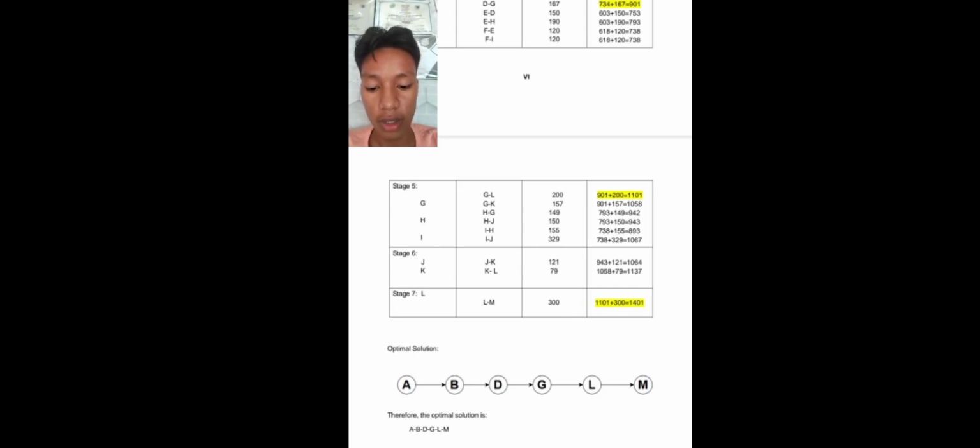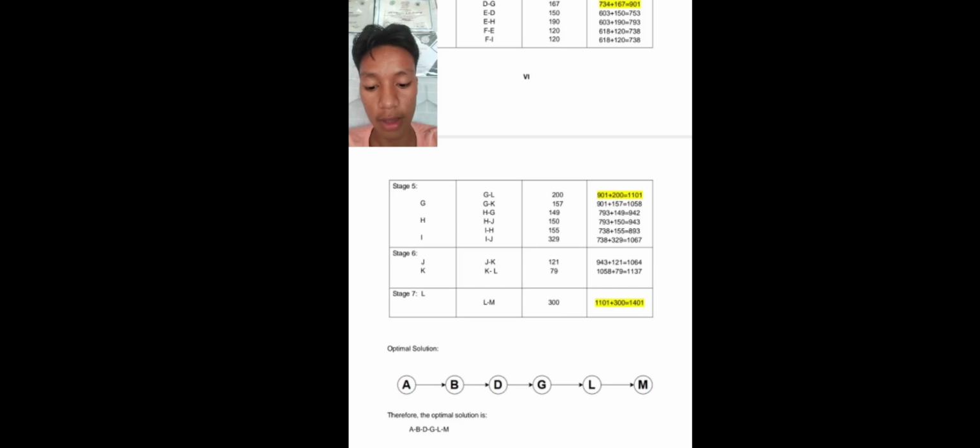And the next is stage 6, J and K. Possibilities for J to K and K to L. So the distance of J to K is 121 and the distance of K to L is 79. So the total distance of J to K is 943 plus 121 equals 1064. And the total distance of K to L is 1058 plus 79 is 1137.